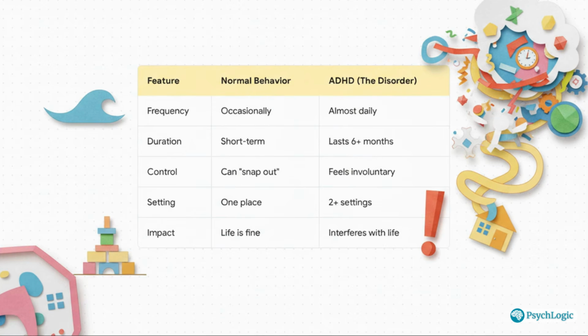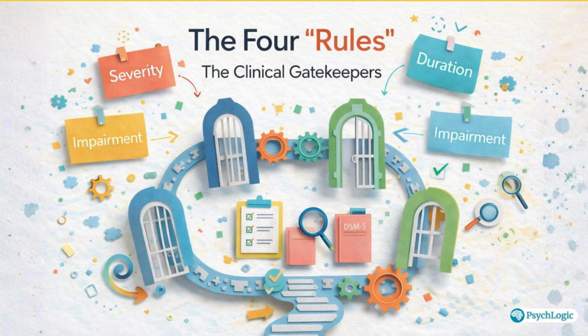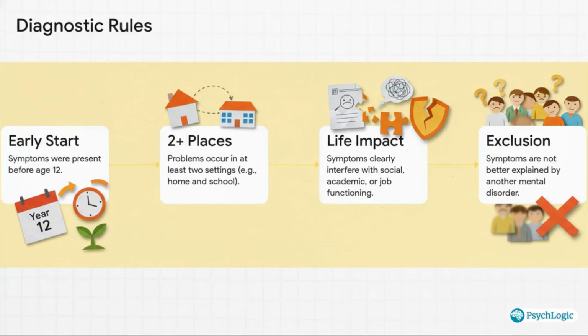For a behavior to be considered a symptom of ADHD, it has to be happening pretty much daily, it has to have been going on for at least 6 months, it feels totally involuntary, and it has to show up in multiple places, like at home and at school. And the big one, it has to be actively messing up a person's life. Right, so even if someone checks off enough boxes from those symptom lists, believe it or not, that's still not enough for a diagnosis. It has to pass through 4 clinical gatekeepers, or rules that make sure we aren't just mislabeling a temporary problem or something else entirely. Let's just walk through these.